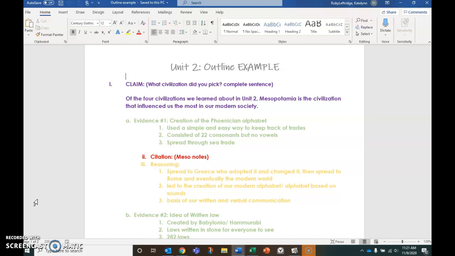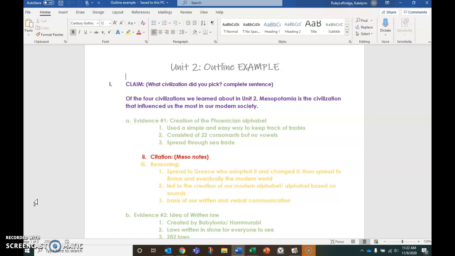Okay, so I chose to answer the same question that you guys answered in class yesterday. However, I chose the answer as Mesopotamia, so that's not an option for you guys. But I wanted you to be on the same page as me, so I didn't want to use an old CER. So I answered the same question: which civilization had the greatest influence on our modern society? But I picked Mesopotamia.